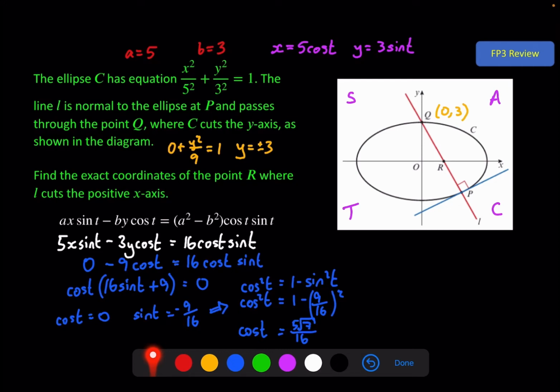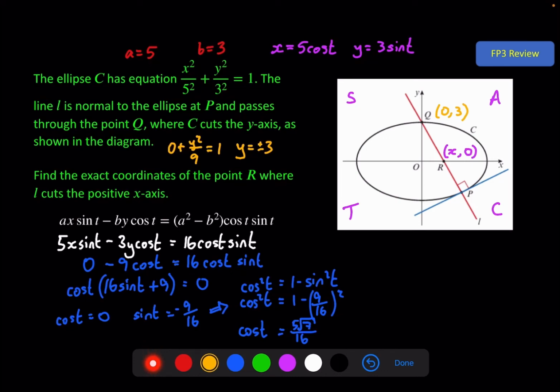I know everything else, I just don't know x and y, but for the point r, we can fix that y must equal 0. So I put y is equal to 0 in here, sine t and cosine t in here and here, and I can find out my value of x. And that should be our final answer.